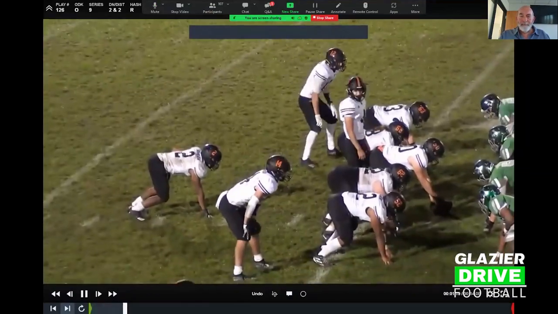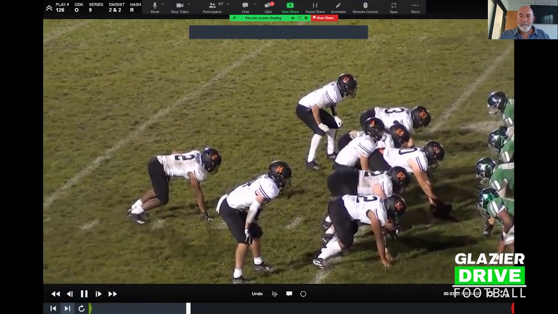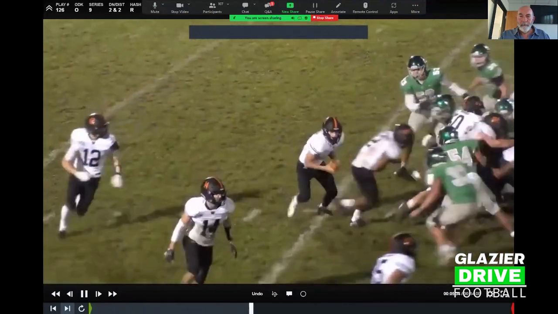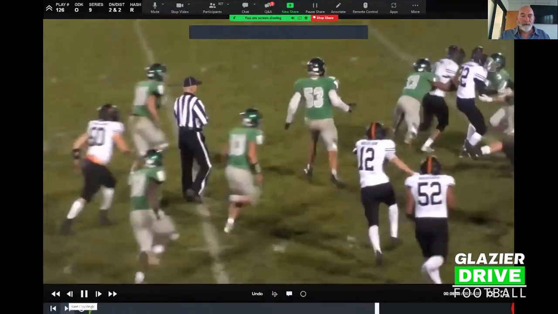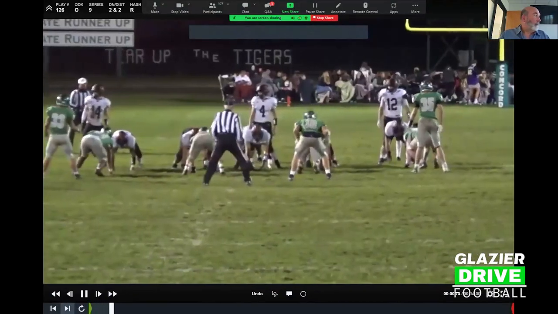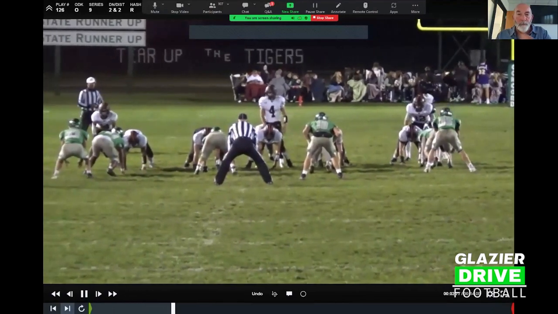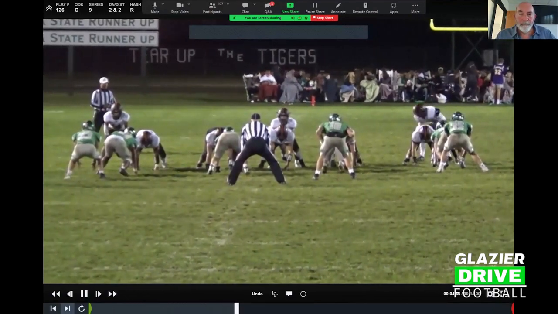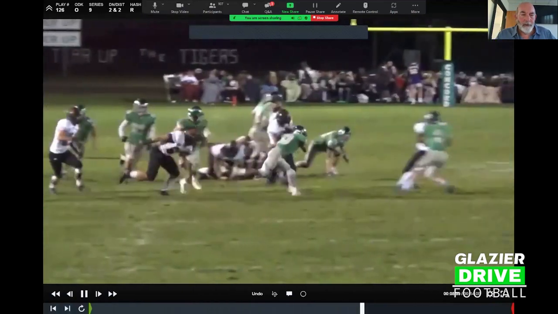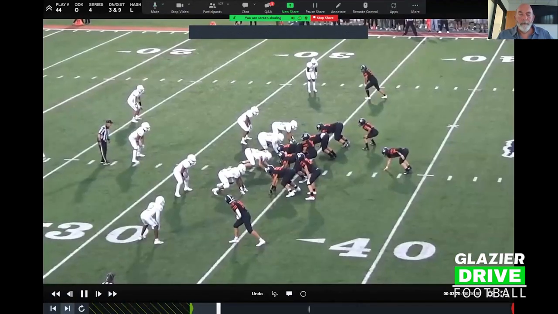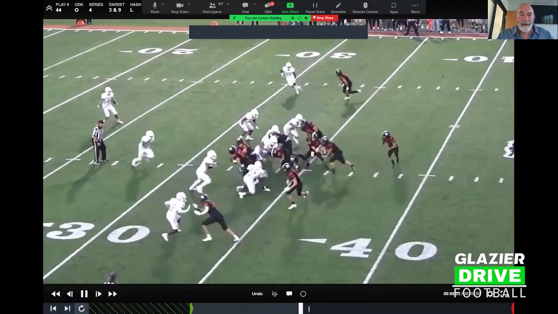Here's a tight shot. Reed probably could have pitched it. Then I'll show you an end zone shot. Then I'll show you just one more so we can move on. Okay, one more clip. Deep mic.